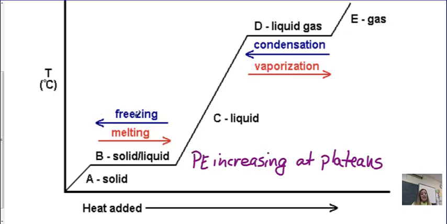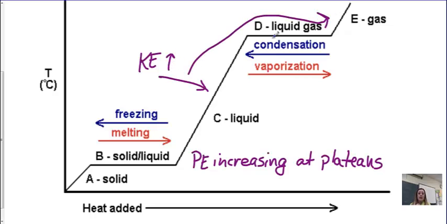Okay, and our kinetic energy, where the molecules and the particles are moving and getting enough energy to move around, is going to be on the inclines. So this is where kinetic energy is increasing here, and also here at E, and also down here at A. That's when a solid, when we heat it up, the particles are gaining enough energy to move and then break apart to become a liquid.